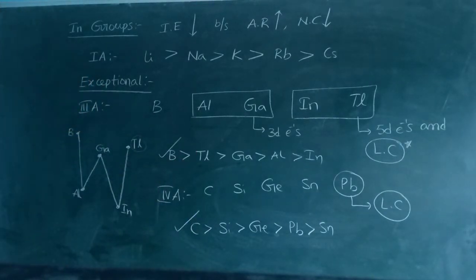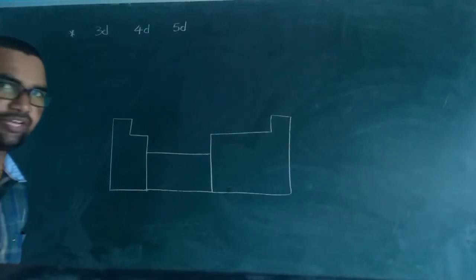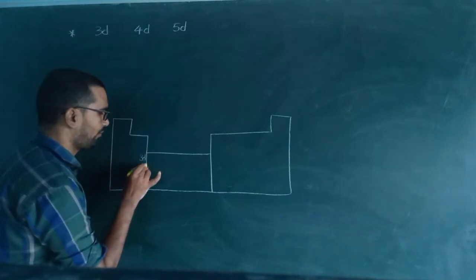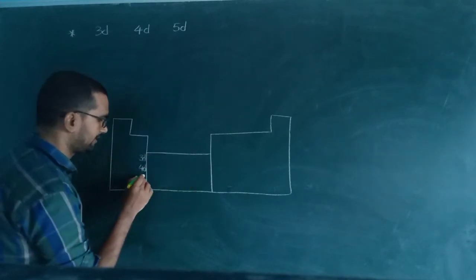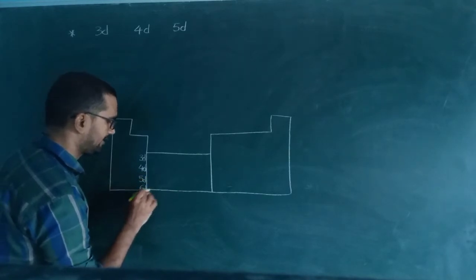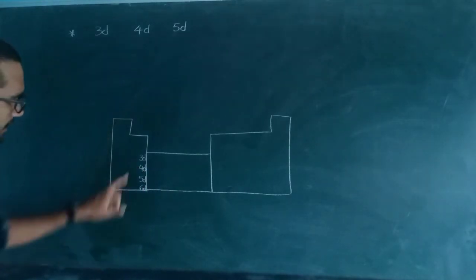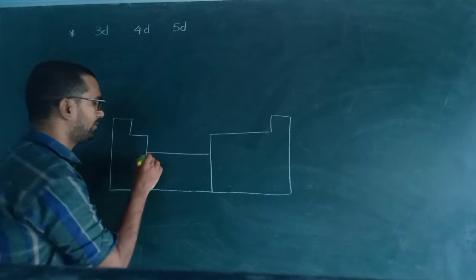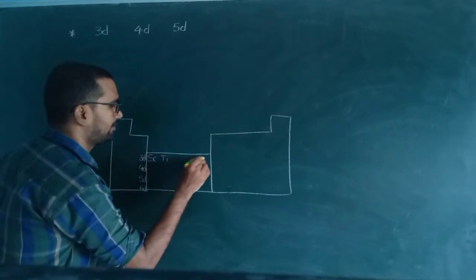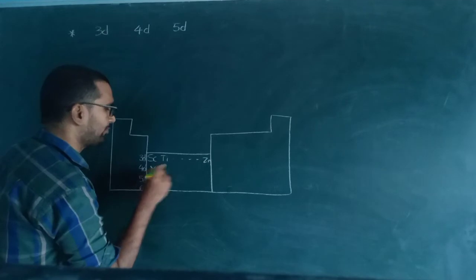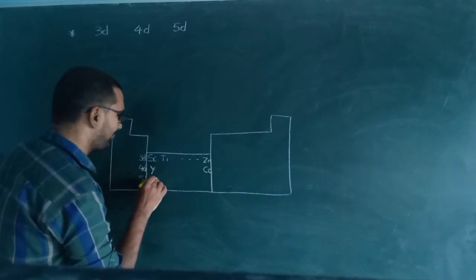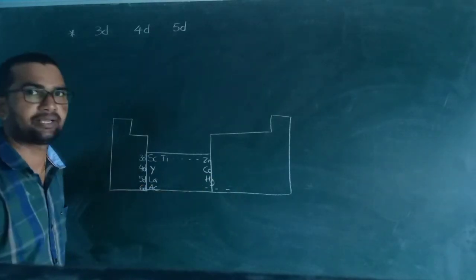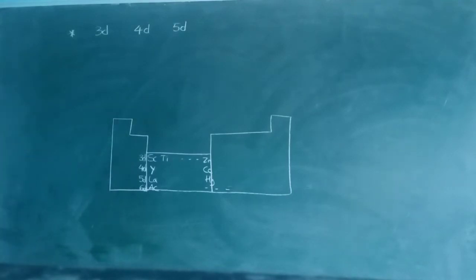And one more. Next, last variation. See this. This is 3D series, 4D series, this is 5D series. Here 6D series is present. Okay, ready? 3D, 4D, 5D, 6D. 3D, we know that scandium, titanium, to zinc. Here yttrium to cadmium. Here lanthanum to mercury. Here actinium to incomplete. Okay, Randy? Right?